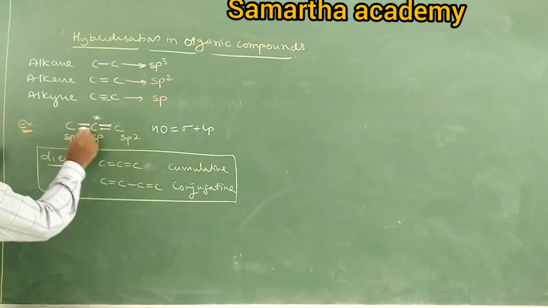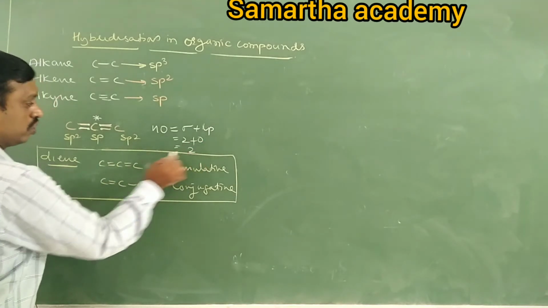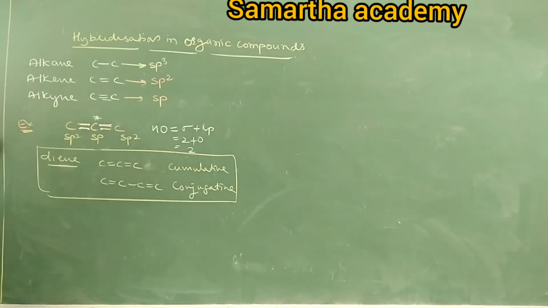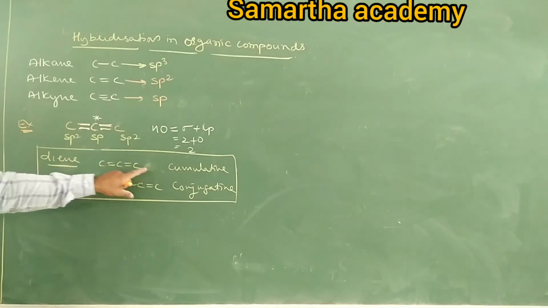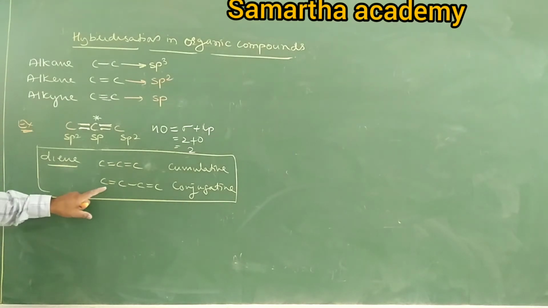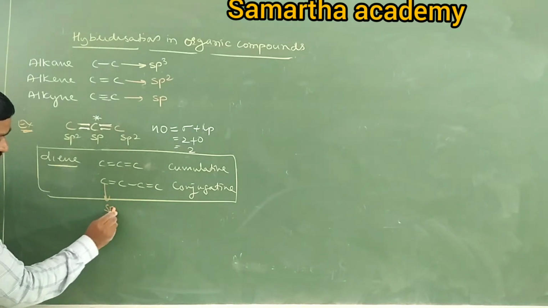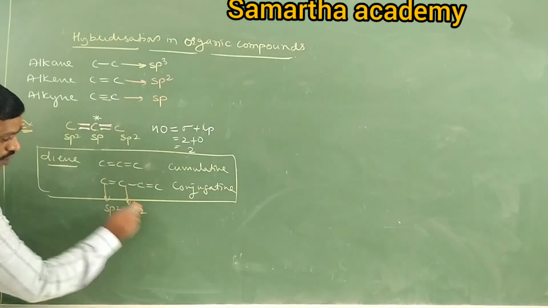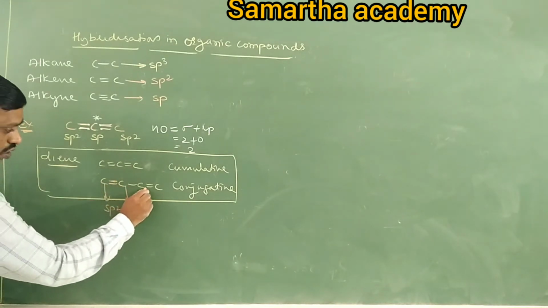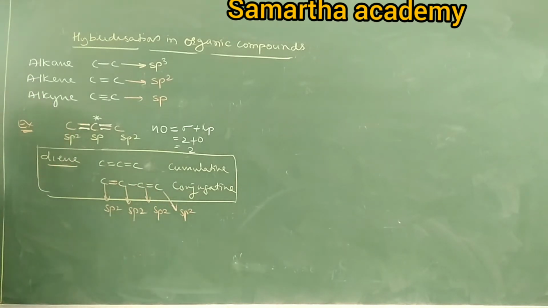Sigma is 1, 2, 2 sigma. Lone pair is 0. 2 plus 0, 2. 2 is sp. Okay, this is one different example. In cumulative dienes, the middle carbon gets sp. In conjugated, it is as usual. This one, tell me, it is sp2. This is sp2 only, because a double bond is there. This is sp2 only. This is sp2 only. Okay, next example.